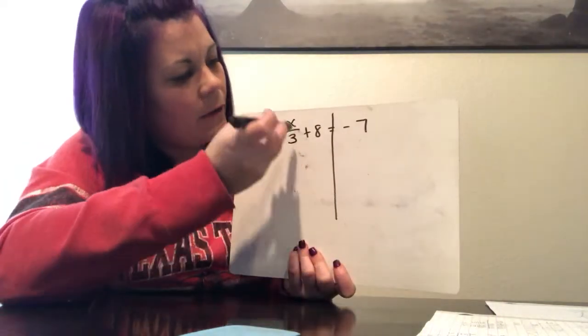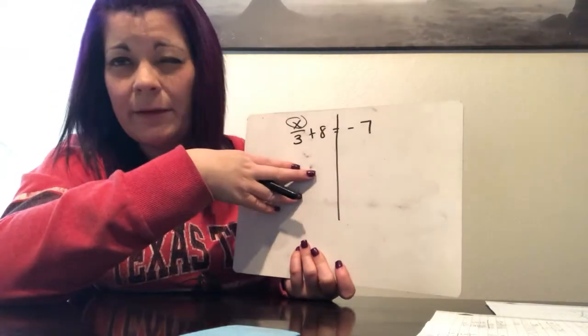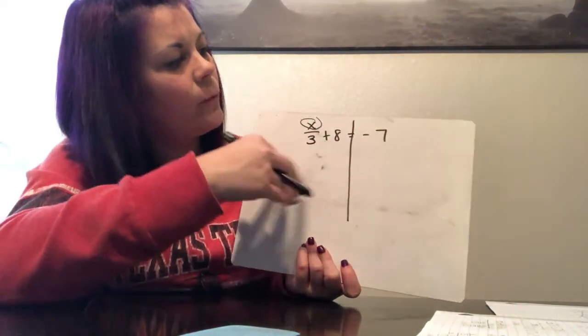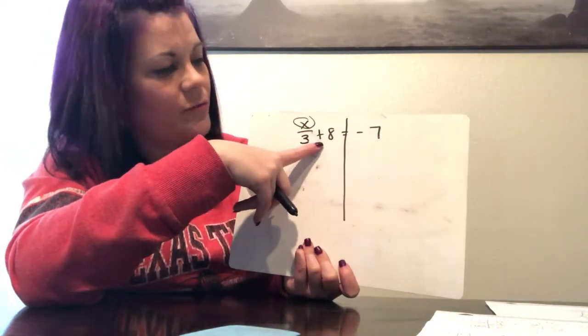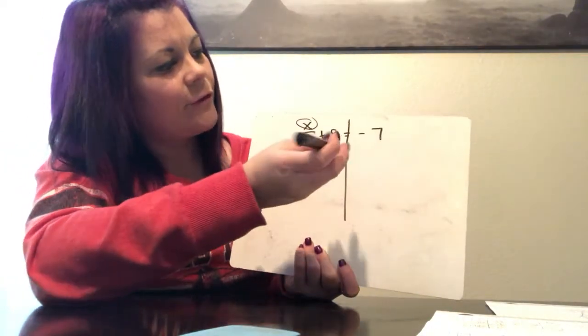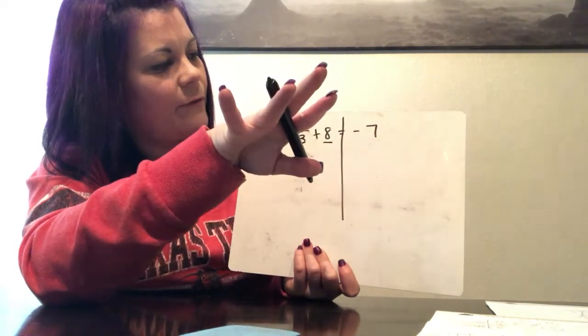Let's do another one. X divided by 3 plus 8 equals negative 7. We're going to split our equation again. It's just easier. Our goal is to isolate that x to one side of the equation. We're going to keep it on the same side. So we do see addition or subtraction. So I know I'm going to use addition or subtraction first to solve. I want to get rid of 8 because it's the number farthest away from x.